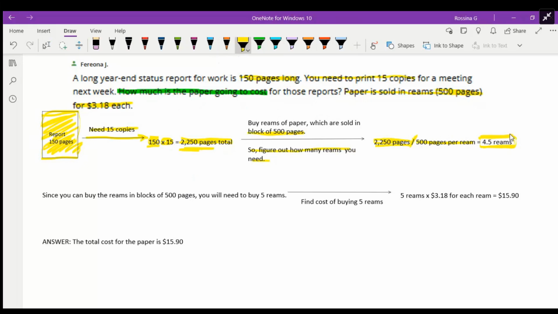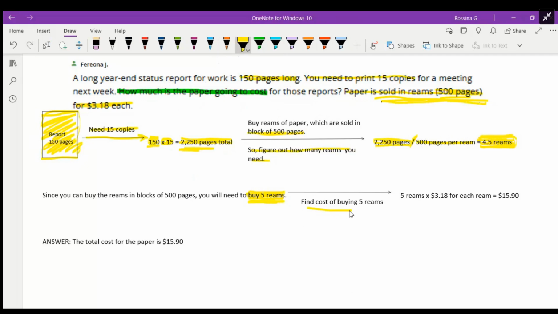Now we know how many reams of paper we need. However, it is sold in blocks of 500 as whole reams, so we can't buy half a ream. So we have to think about, do I need 4 reams or 5 reams? Well, I'm going to need to buy 5 reams because that will cover the amount of paper that I need. Again, we can't buy it in half a ream, at least that's what I'm assuming based on this word problem. Looks like it's just sold in groups of 500 pages. A ream is 500 pages. So we'll have to buy a total of 5 reams.